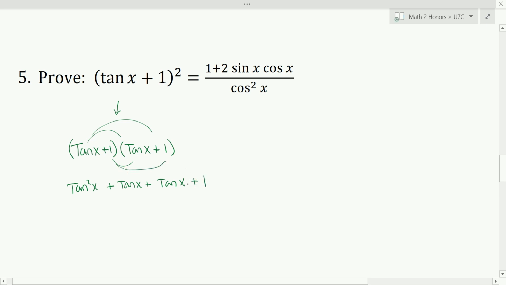I'm just showing the multiplication. But keep going. I want to know when you get the answer, when you have the proof that works. Make the left side look like the right side.